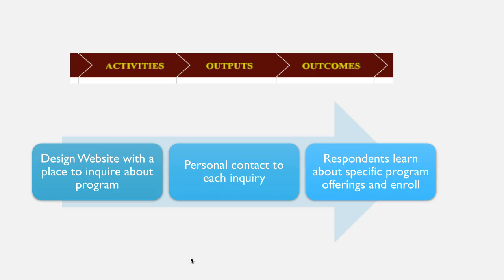Another example: the activity is to design a website with a place to inquire about the program that we're offering. So our output would be that we design this website and that we make personal contact with each person who inquires about the program. The outcome, what we would expect, is that from each of these contacts, the respondents learn about a specific program and then enroll in one of the programs.